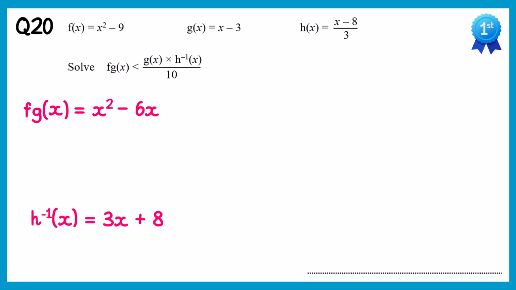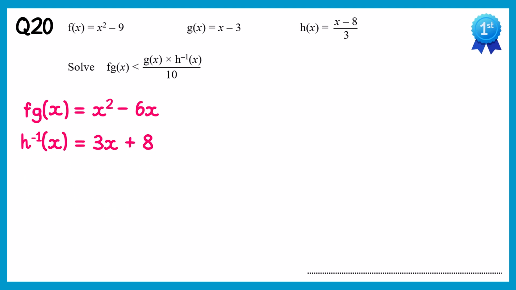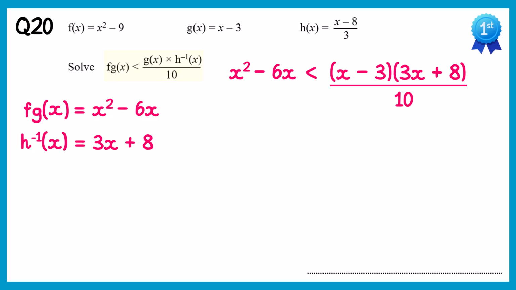Now if we write this back up at the top, we're ready to turn our attention back to that inequality. We now know each of the parts of this, so we can write it out. f(g) of x on the left-hand side was x squared minus 6x. Then it's less than g of x, which is given in the question, x minus 3, multiplied by the inverse function for h, so 3x plus 8. And this is all divided by 10. So we've just got to solve this inequality.